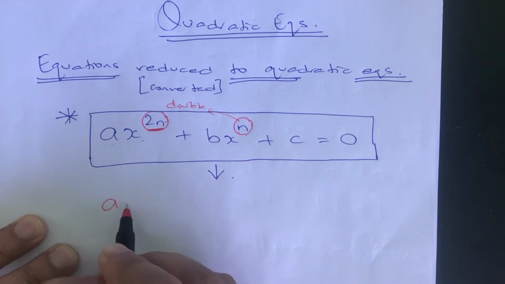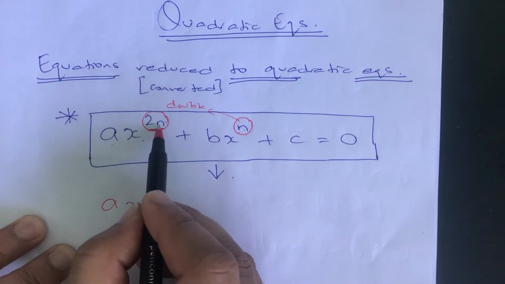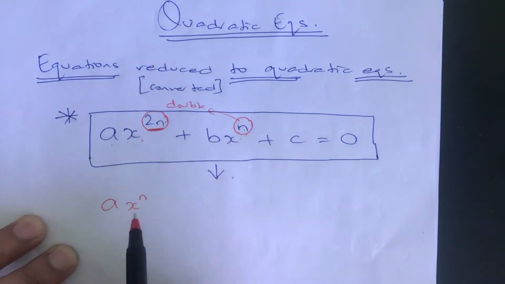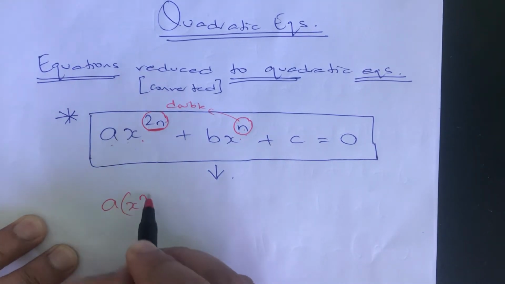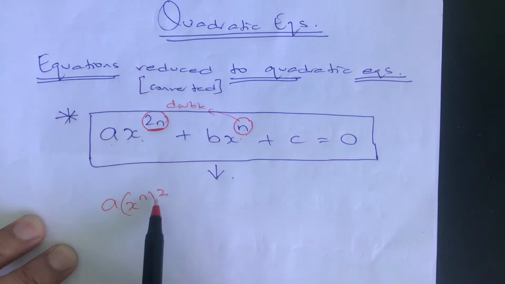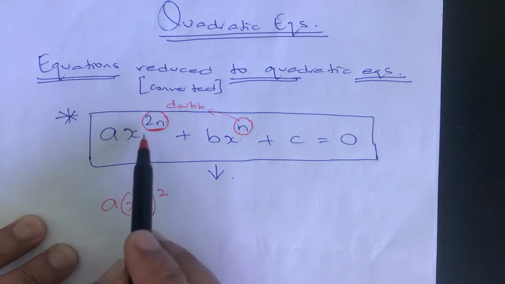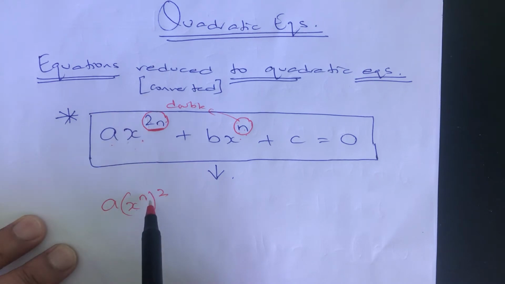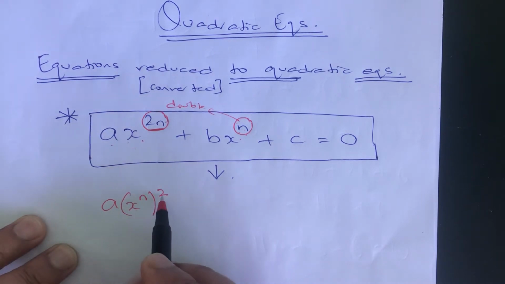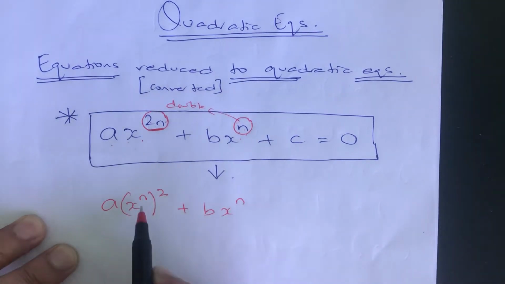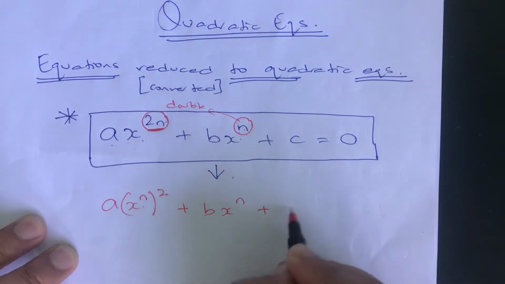You just have to write this x and separate the n and the 2. So you can write x^n. We are trying to make this and this the same, and then we write the square outside it. Because 2 into n is still 2n, we're just writing this in a slightly different format. So we write (x^n) to the power of 2 plus b x^n as it is. The only change we make is over here, and then plus c is equal to 0.